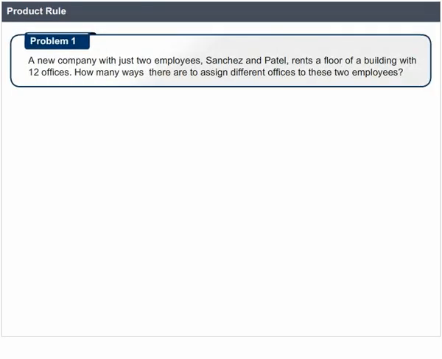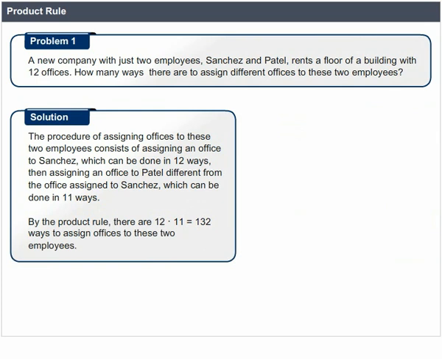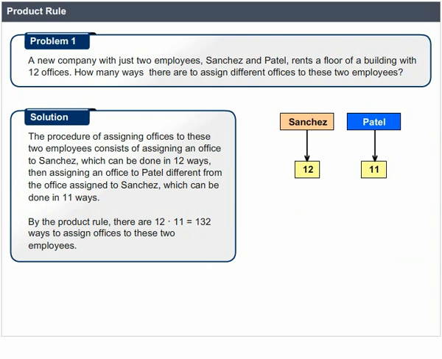A new company with just 2 employees, Sanchez and Patel, rents a floor of a building with 12 offices. How many ways are there to assign different offices to these 2 employees? Solution. The procedure of assigning offices consists of assigning an office to Sanchez, which can be done in 12 ways. Then assigning an office to Patel, different from the office assigned to Sanchez, which can be done in 11 ways. By the product rule, there are 12 times 11 equals 132 ways to assign offices to these 2 employees.